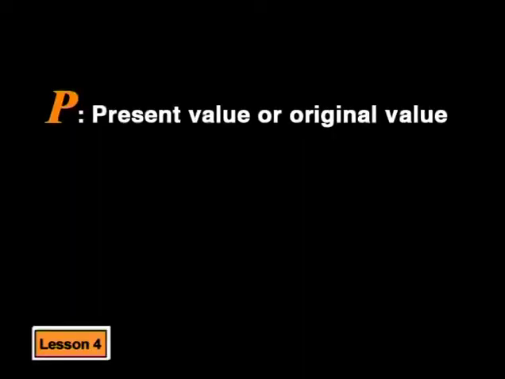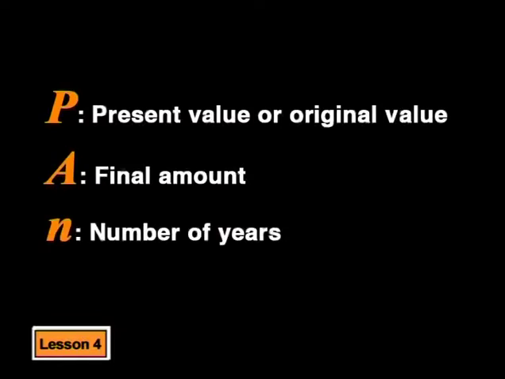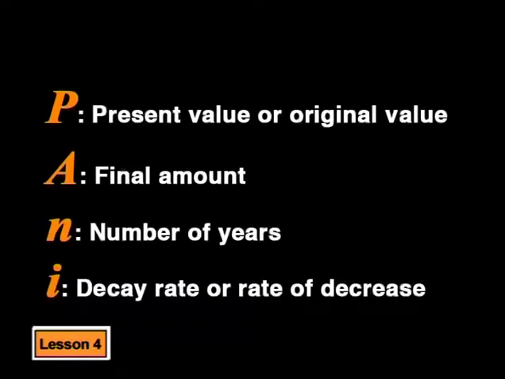That's easy to remember. So do the letters still stand for the same things? Well, P is the present value or principal amount. A is the final amount, N is the number of years. I is still the interest rate, but now this is a rate of decrease or the decay rate.